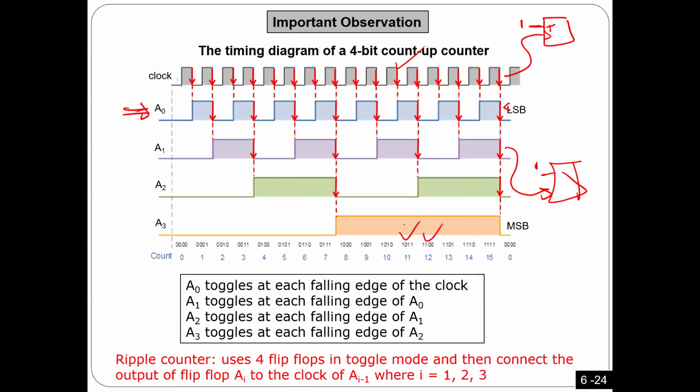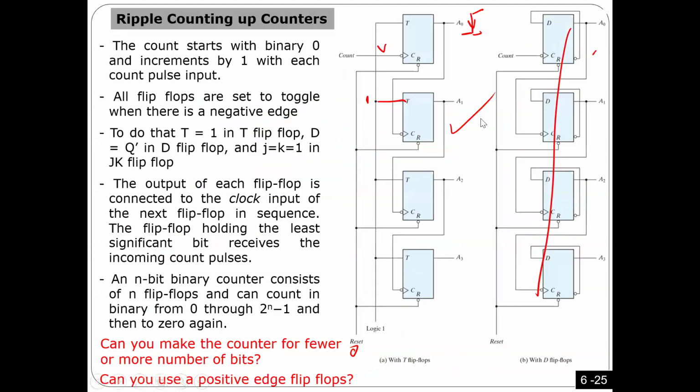Same thing. How can I connect this flip-flop to get this signal here? Again, it's the same thing. Here T is 1, and this one will be the clock of this, as you see here. So you can see all of them are 1s. All T's are 1s, and the clock of the first one is connected to the input clock. But here the A node is going to trigger this one. A1 is going to trigger this flip-flop. A2 is going to trigger this flip-flop.